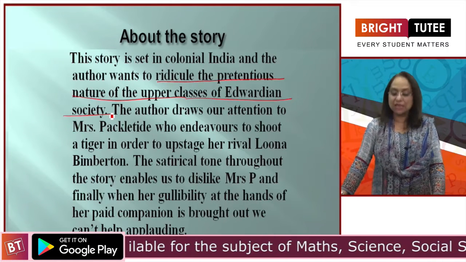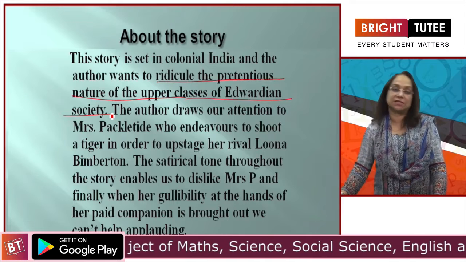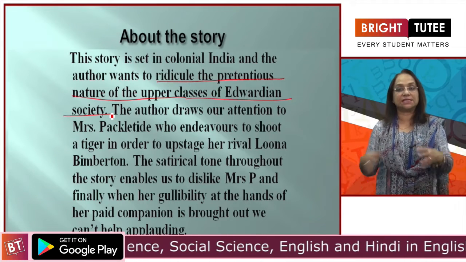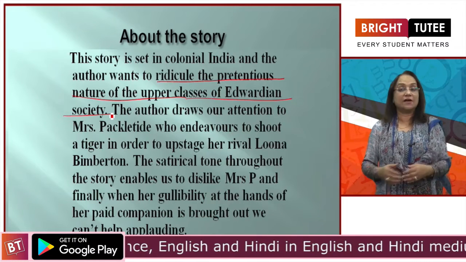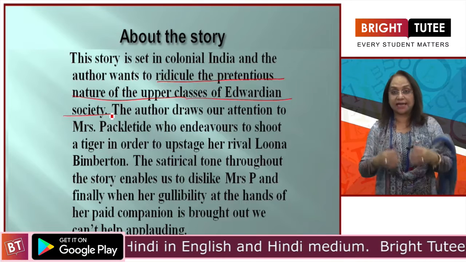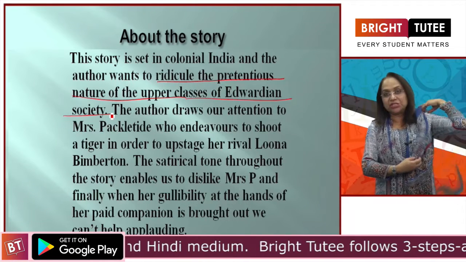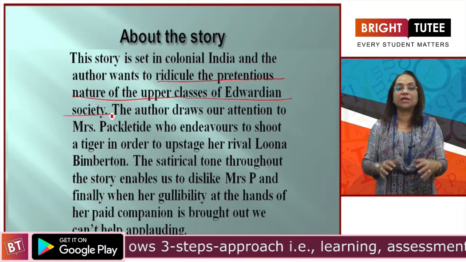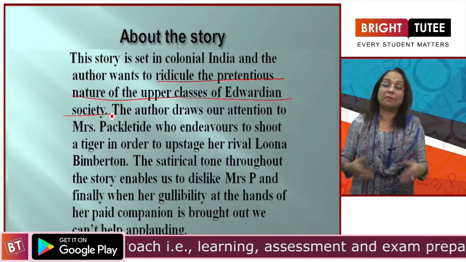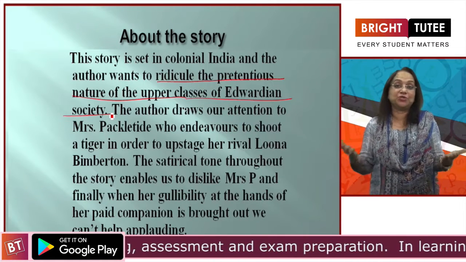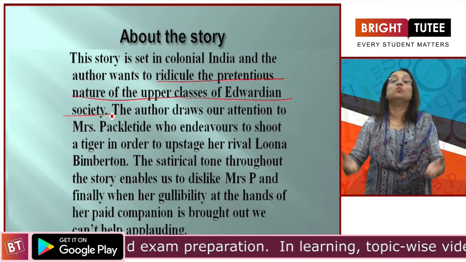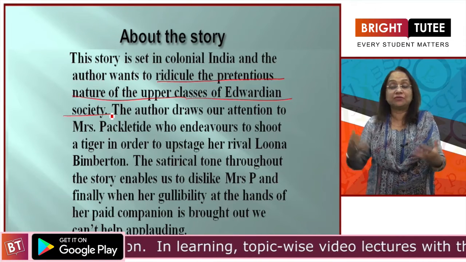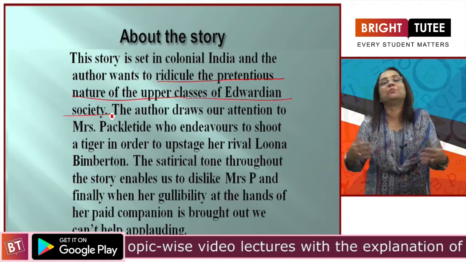The author draws our attention to Mrs. Packletide. Mrs. Packletide is a lady belonging to the upper class, very Edwardian and a hypocrite. She wants to shoot a tiger. Now, she's trying to impress. And how? By hunting, by shooting a tiger. Not because she wants or has a passion for hunting, but to impress people.